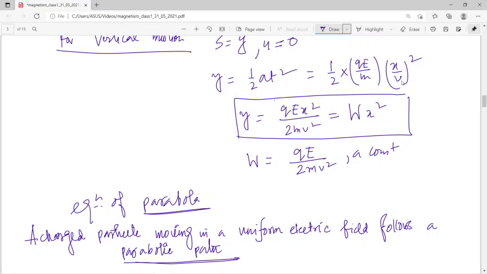The questions may also ask about the energy gained by the charge while passing through a potential difference, and that can also be found if we equate the kinetic energy with qV.